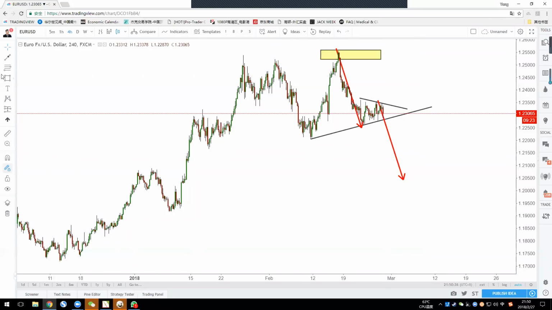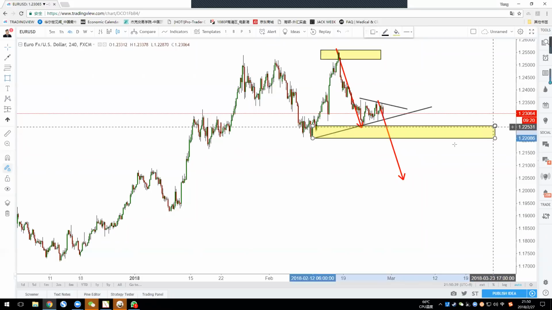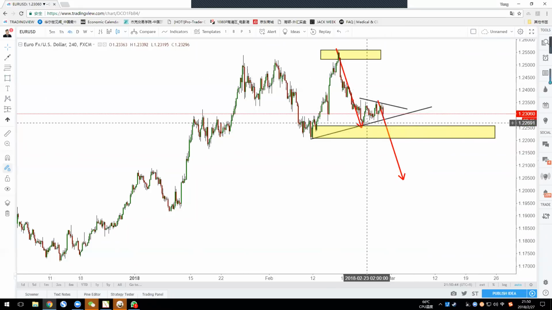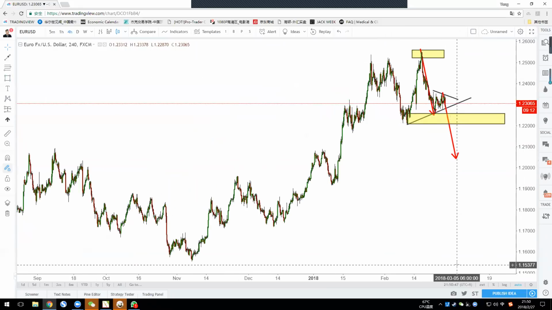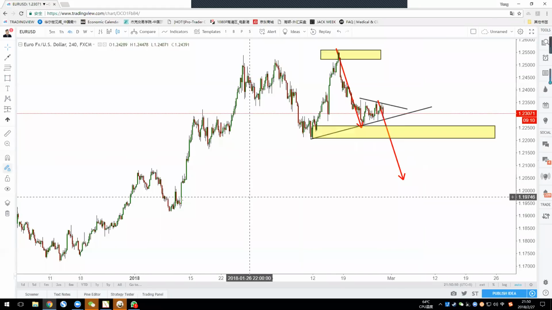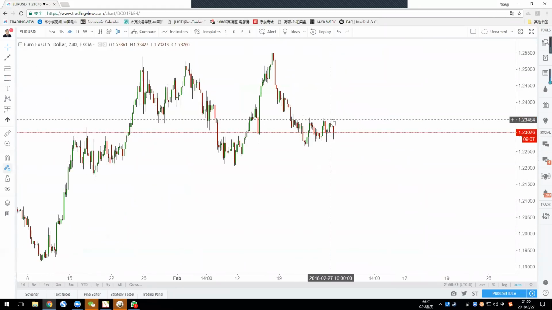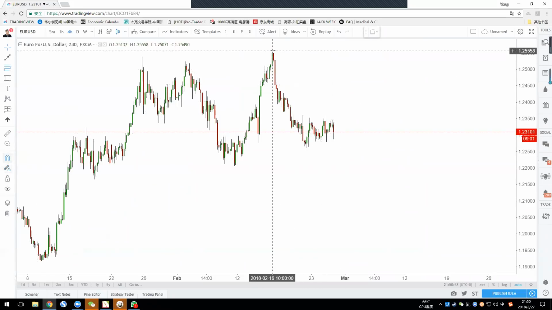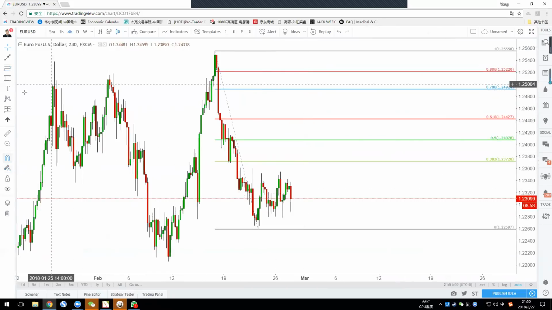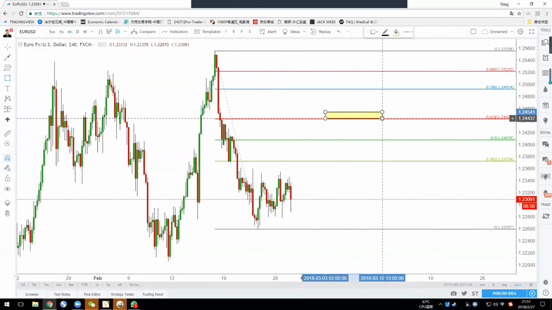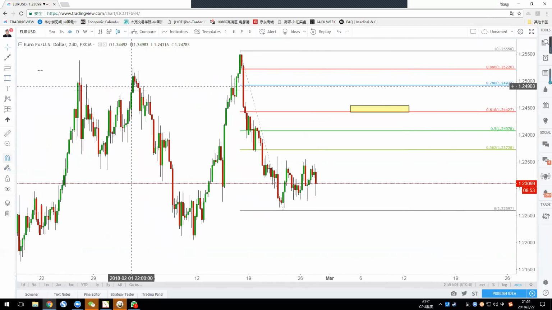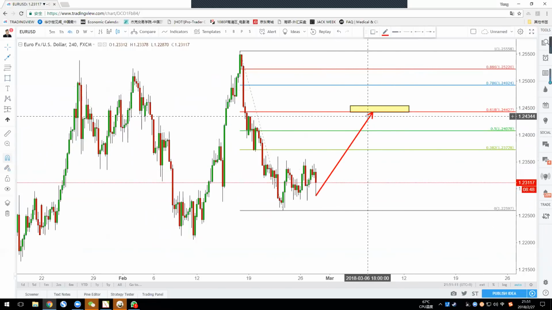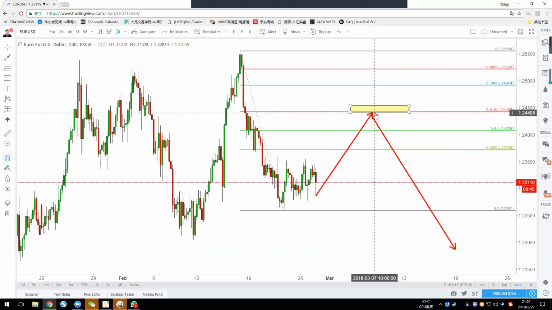I don't want to buy from here or here. I don't want to buy because I know if I buy, the room is only this much. But if I sell, the room is unlimited. Of course, since we are going to sell, where should I sell? Then you apply the Fibonacci level from here. You can see that the best selling point is 1.2442, this 618 level. So be prepared, the euro may have a bounce, right? And you want to short from that level.